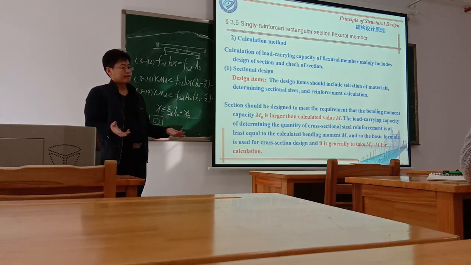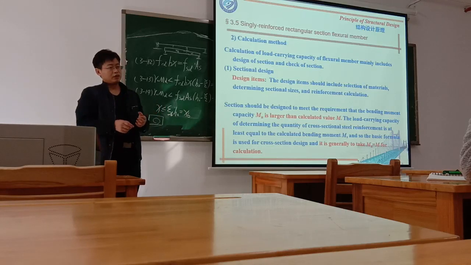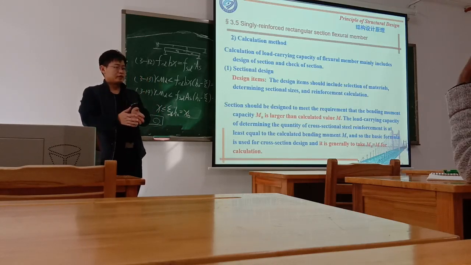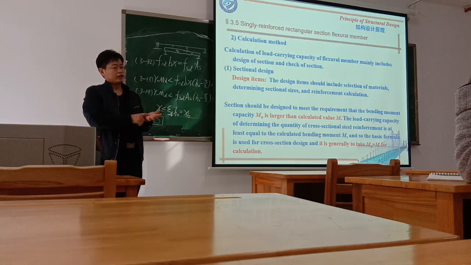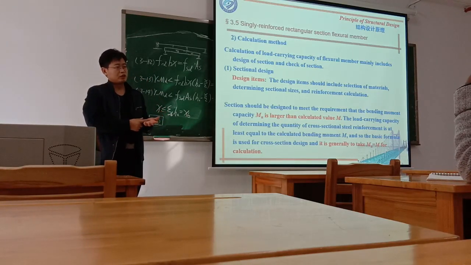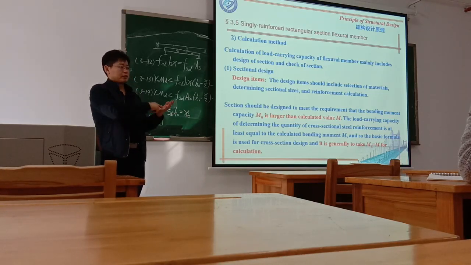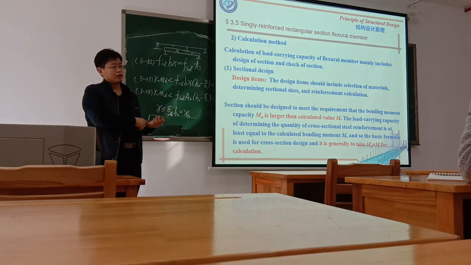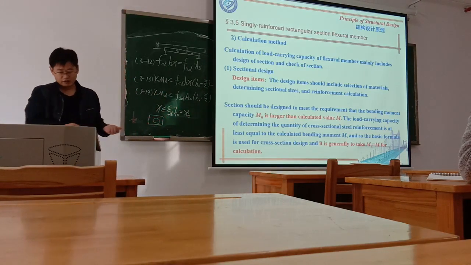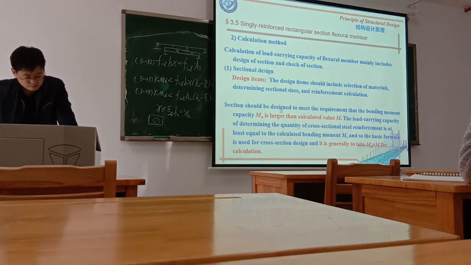After that, according to your size, you calculate the external force, the combination of the loads, and find the maximum moment. Then you calculate how much reinforcement we need to put inside, and check that the reinforcement ratio is smaller than the maximum value and larger than the minimum value. So that's the first part of section design.